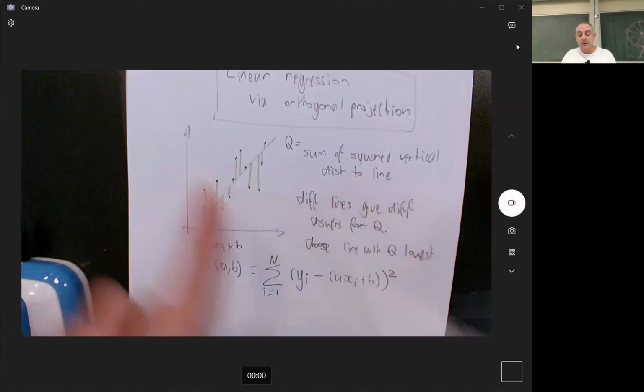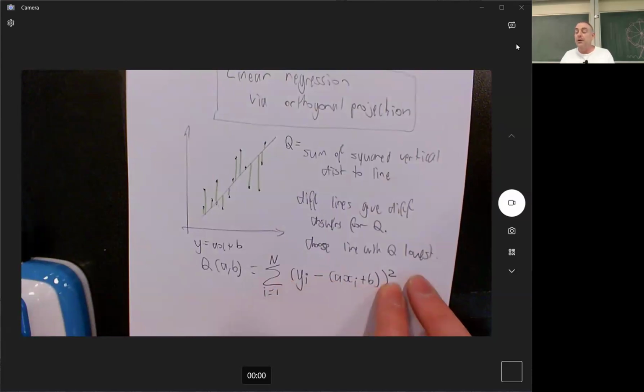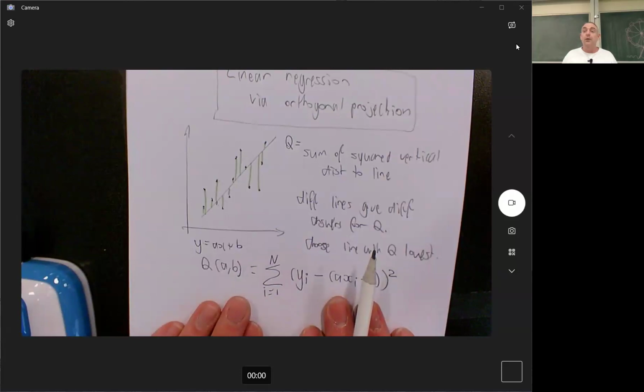And so you have to subtract them to figure out how long that is. And then you square it, and then you add up all those things. That's what this means. And that's what's written in the notes, probably.